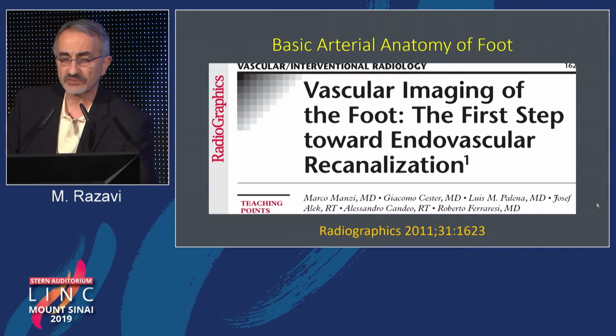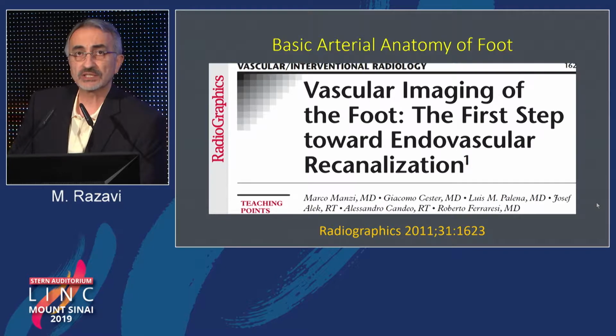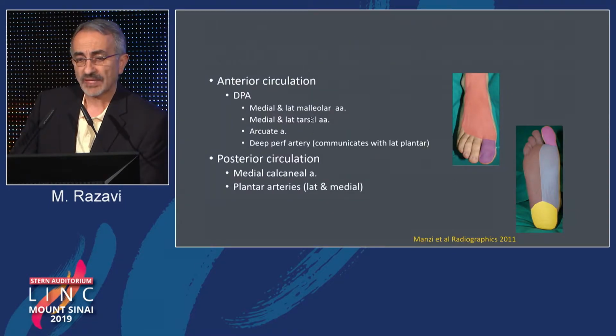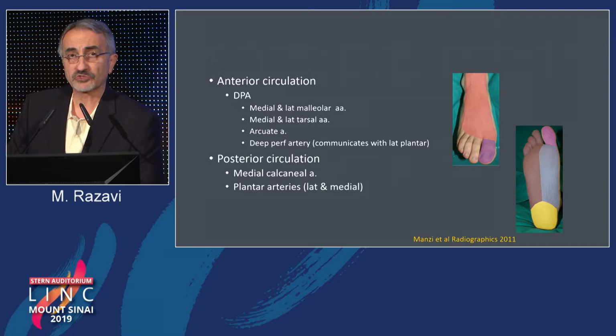This is a very nice review article by Marco Manzi that talks about the anatomy of the arteries of the foot in relation to revascularization, direct versus indirect. So it's actually a good thing to know. Anterior tibial artery, dorsalis pedis, and these are the branches that typically feed this territory over here. The blood supply to the first digit is usually variable. It could be from multiple sources, and most of the variation of the anatomy in the foot actually revolves around the supply of the toe.